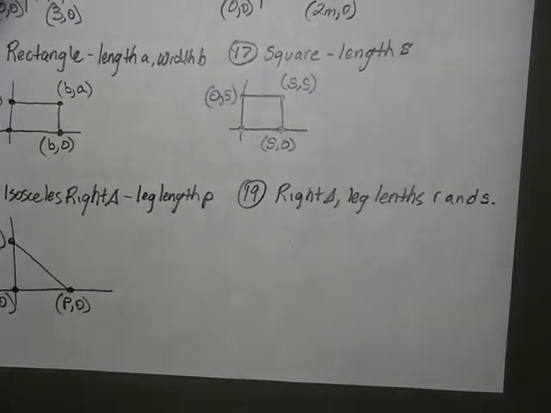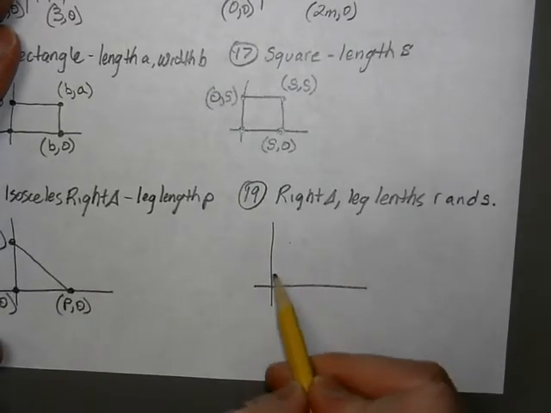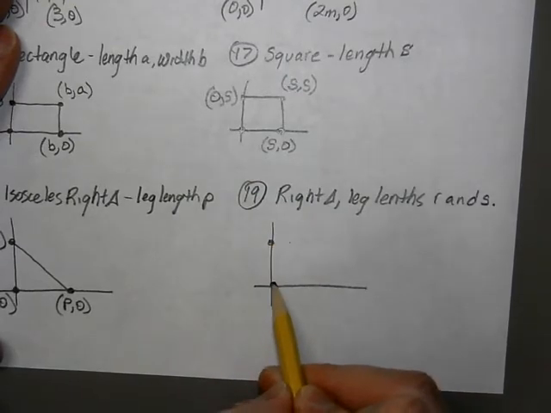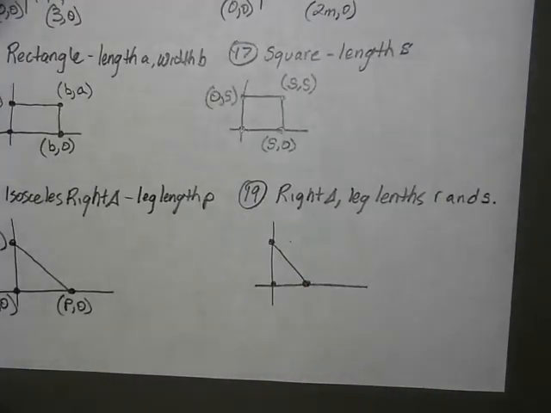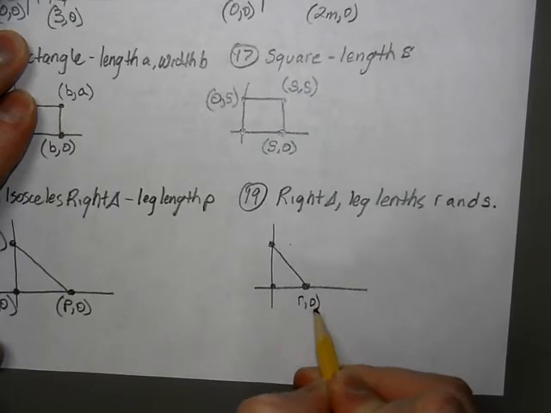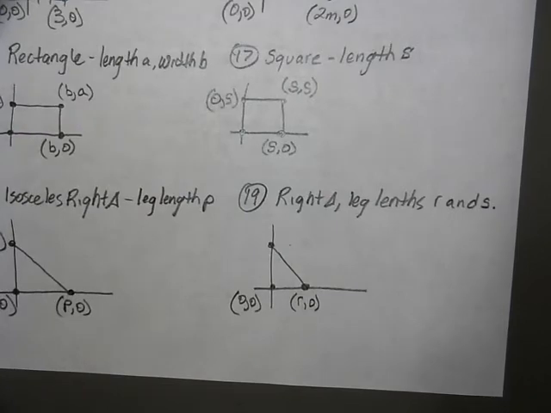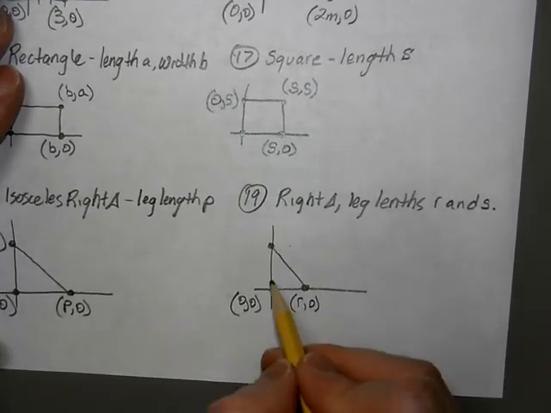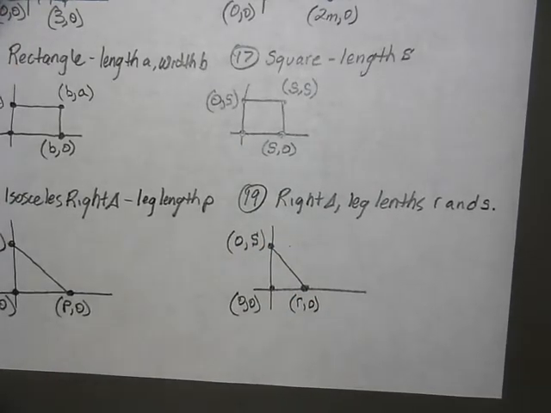For number 19, we're going to have a right triangle, leg lengths R and S. So alphabetically, R comes first. So we'll call this R comma 0, so that's a length of R from 0, 0. And then S in the alphabet comes later. So we'll call the longer side something different, which is S.